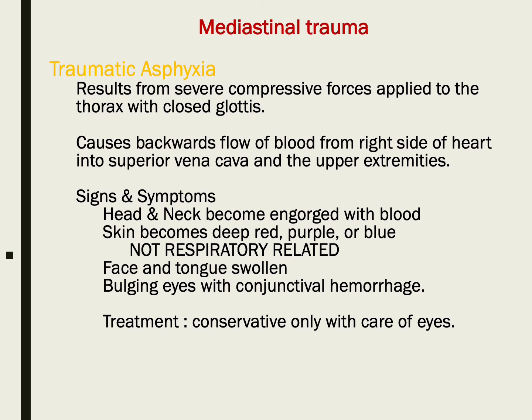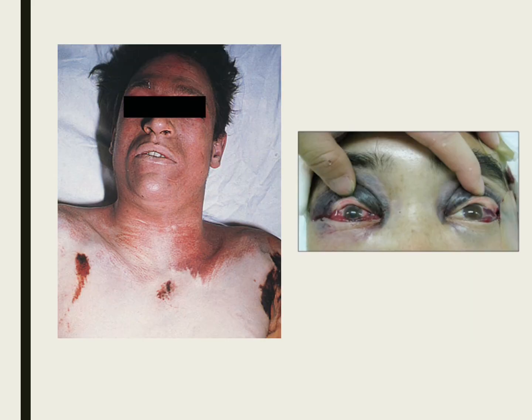So the patient will have an engorged and swollen head and neck, and there's a rupture of the small capillaries in the eyes and in the conjunctiva, causing conjunctival hemorrhages, and also swelling of the face and tongue. There are no respiratory related symptoms, it's just more of the venous engorgement. The treatment is mainly conservative with care of the eyes.